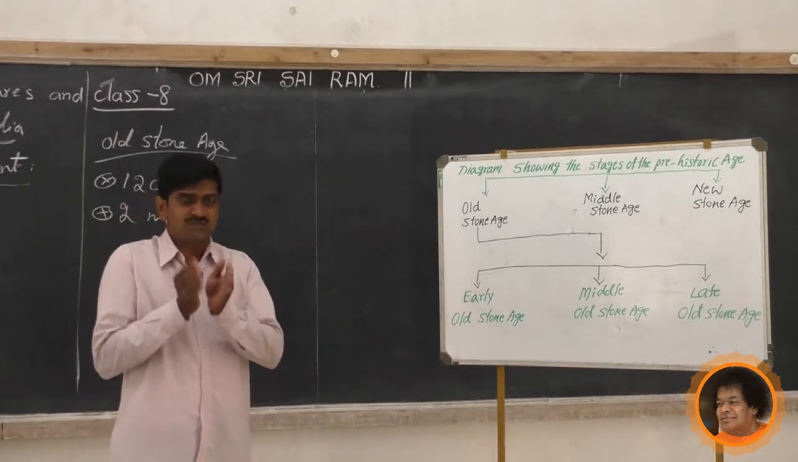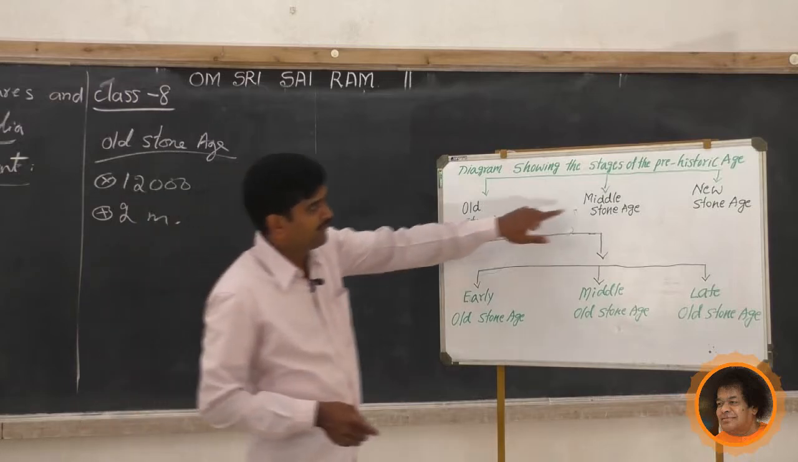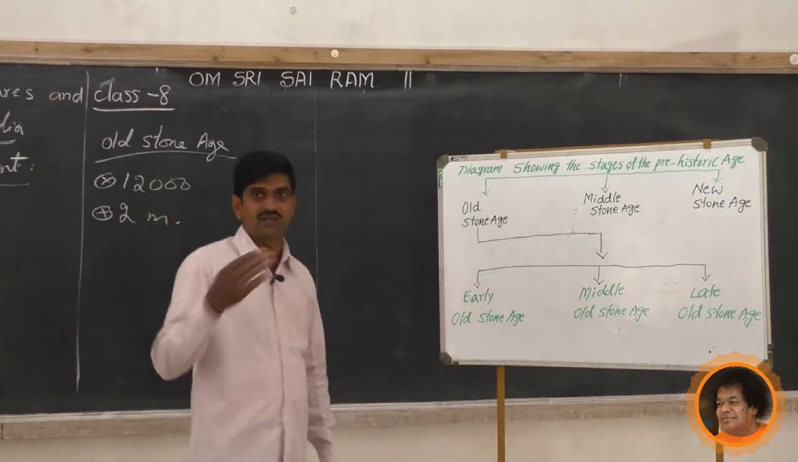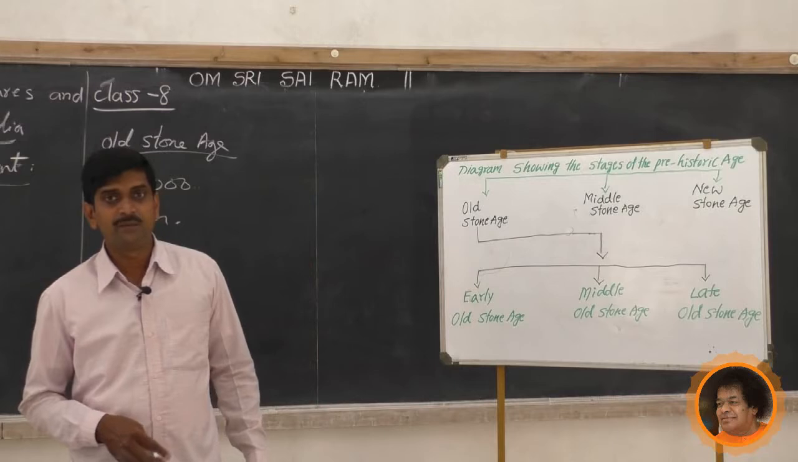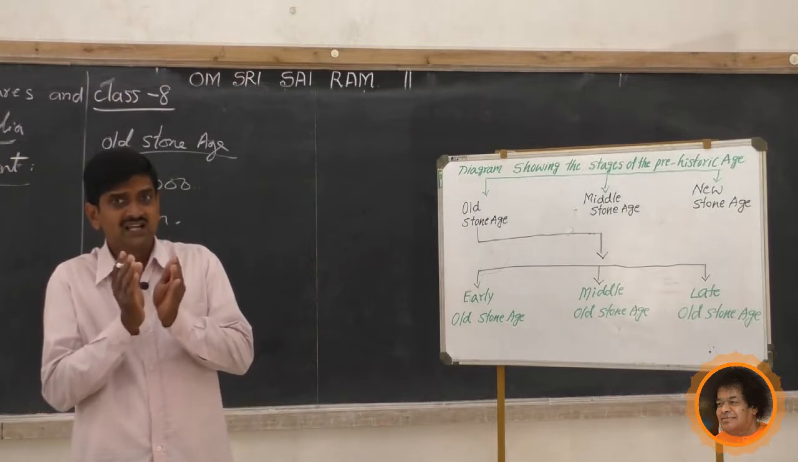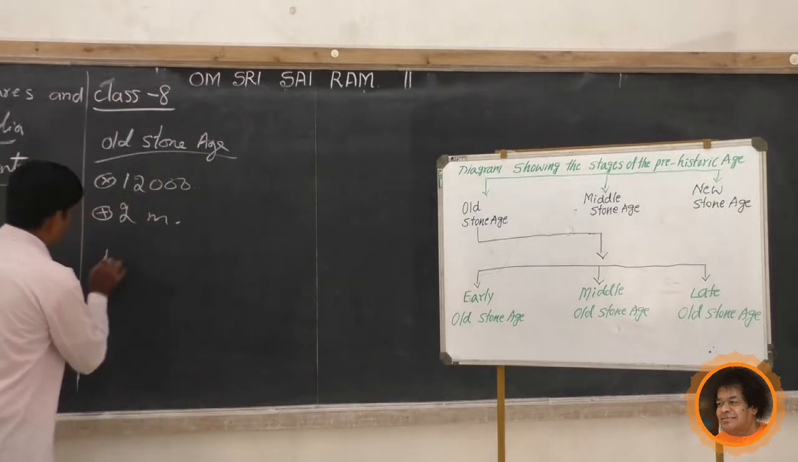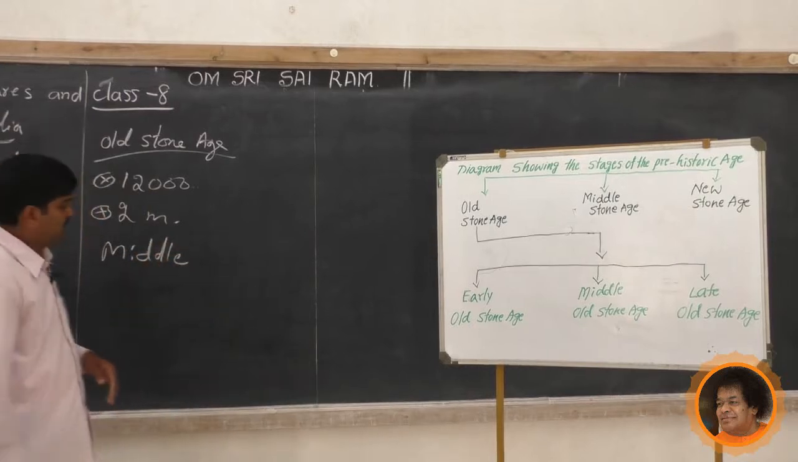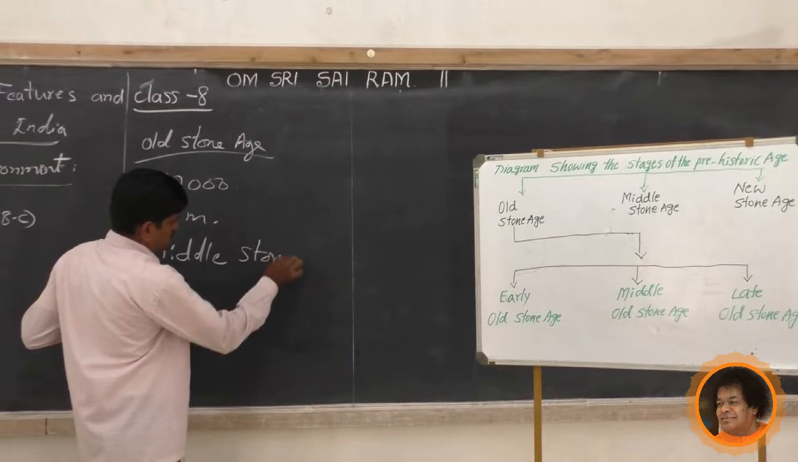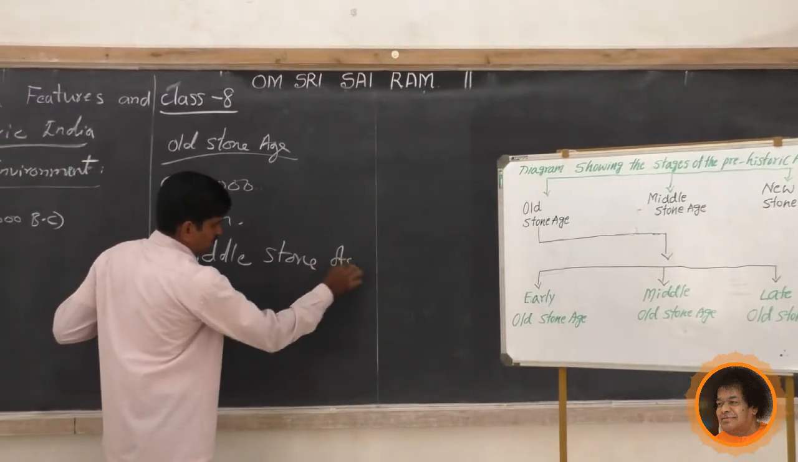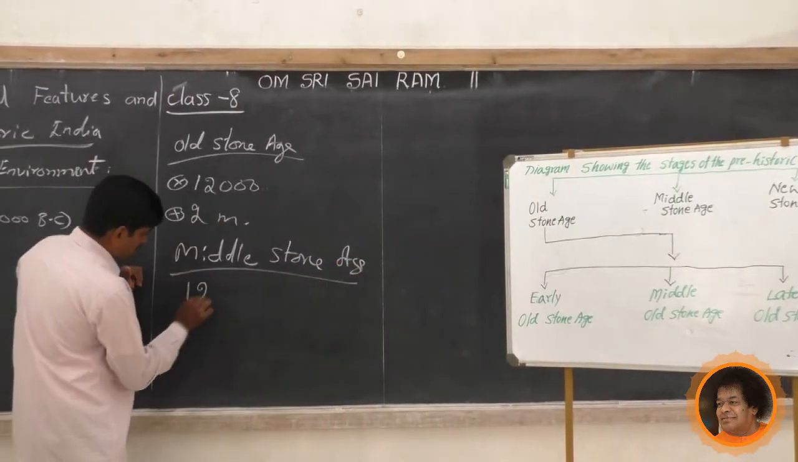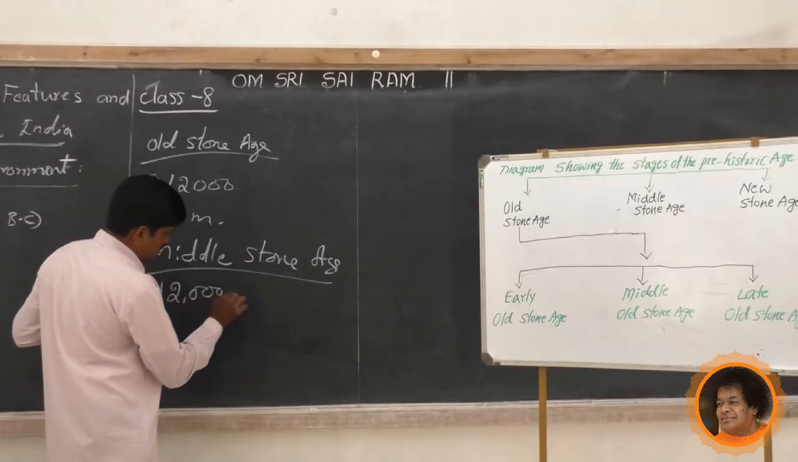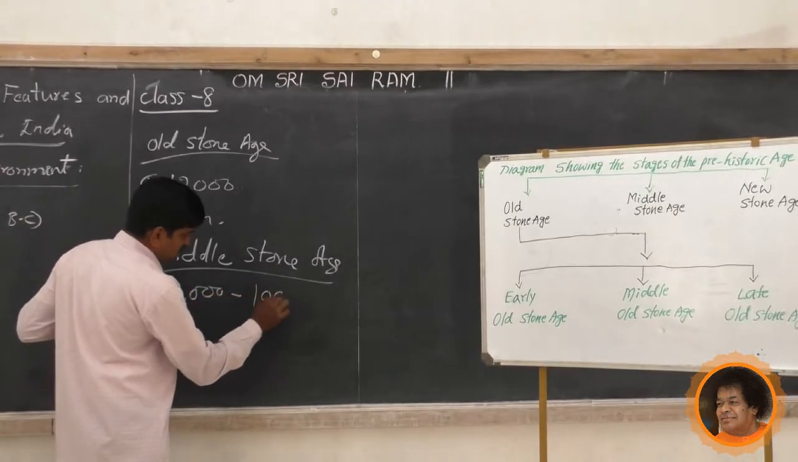After this period, we have the Middle Stone Age. After the Old Stone Age comes the Middle Stone Age. This Middle Stone Age prevailed between 12,000 years to 10,000 years.